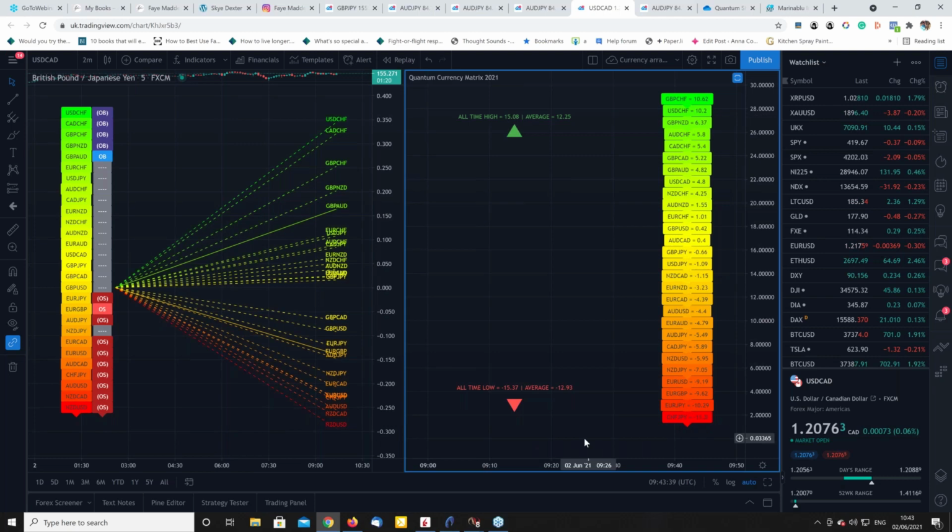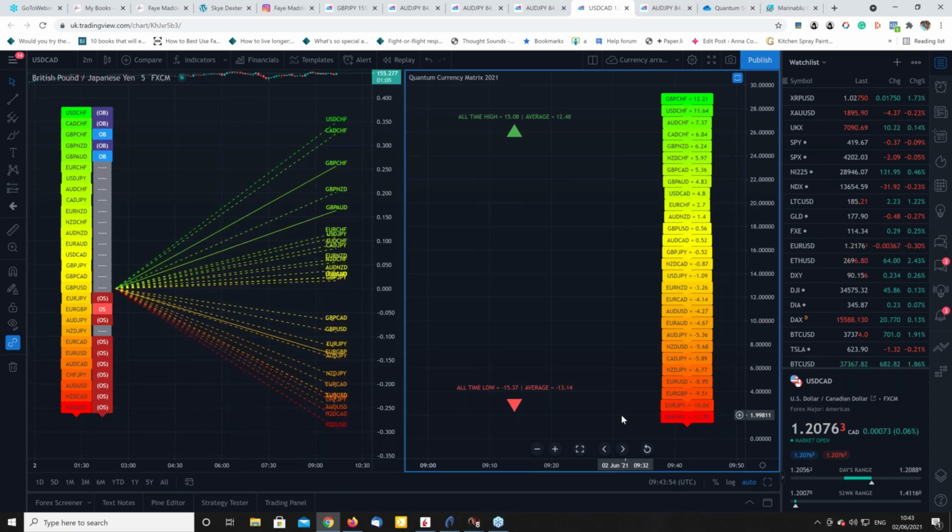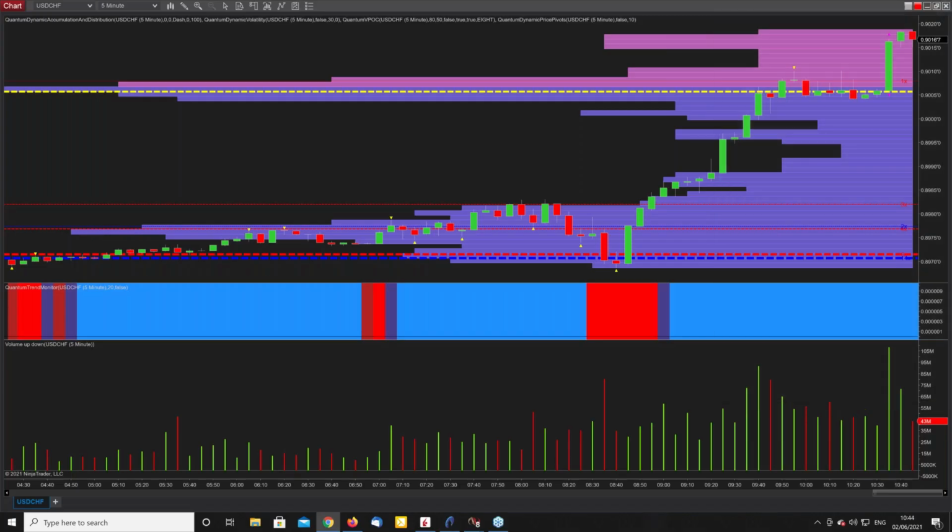Down at the bottom here, you've got 11.3 on the Swiss yen. 12.9 is the average and 15.3 is the all-time low. So it just gives you a sense of perspective, and obviously this works in all time frames. So it just gives you a sense of where the currency pairs are in terms of the ranking ladder on the currency matrix.